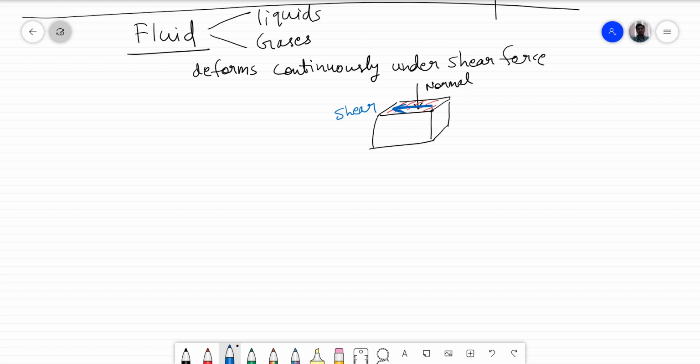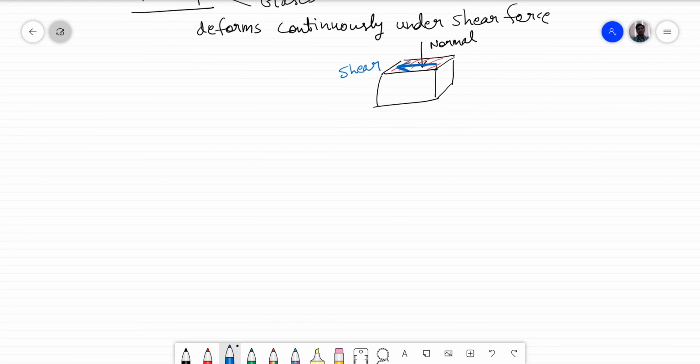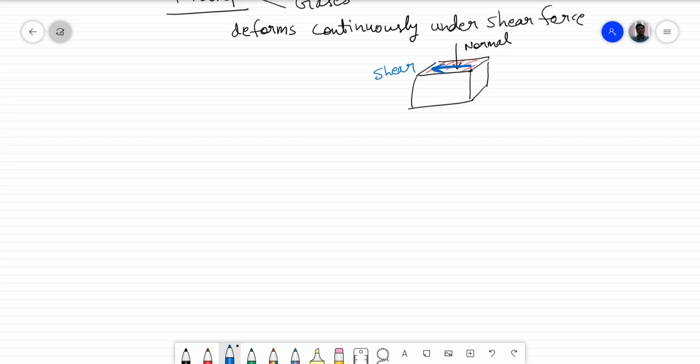Okay, so we are saying a fluid is something that deforms continuously under shear force. No matter what the magnitude of that shear force is, it deforms continuously. Let us take an example. Why not a normal force? Why only shear force? Let's say you have some water in a glass. Does it deform continuously? It doesn't. It stays as it is. If you tilt the glass, it deforms and then stays as it is after you stop tilting the glass. So it doesn't deform continuously under a normal force.